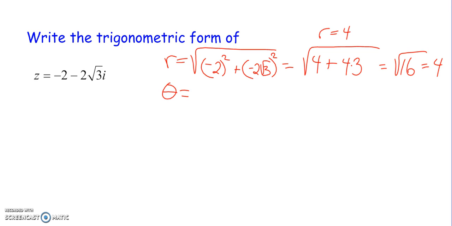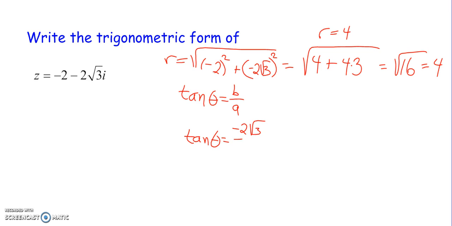What I need now is to figure out theta. The way I figure out theta is by using the fact that tangent theta is equal to b over a. So I know tangent theta is equal to b, which is -2 radical 3, over -2. Now you notice those -2's are going to cancel right out. And what I really have is tangent theta is equal to radical 3. Now, we should be able to figure out where that happens on the unit circle.